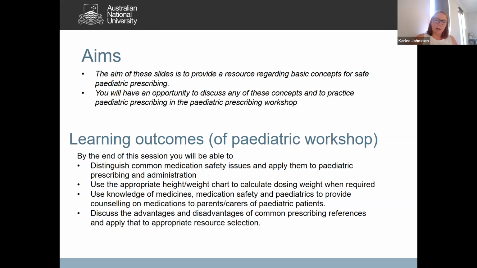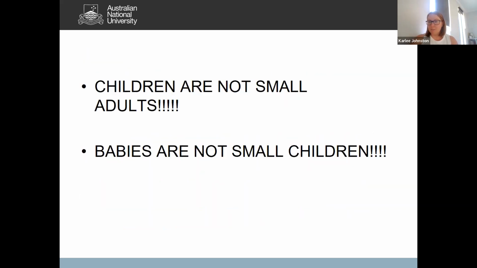So the learning outcomes, particularly with regard to this and also the paediatric prescribing opportunities that you'll get, is to really distinguish between common medication safety issues and apply them to paediatric prescribing. Use an appropriate height weight chart to calculate a dosing weight when you need to. Use a knowledge of medicines and medication safety in paediatrics to provide counselling on medications to parents and paediatric patients. And also to talk about both advantages and disadvantages of common prescribing references when you're considering prescribing for paediatrics.